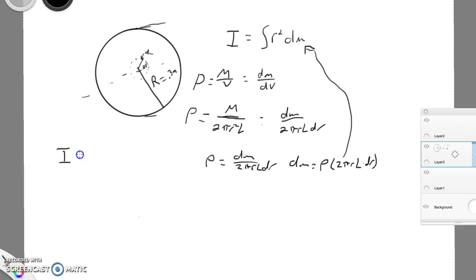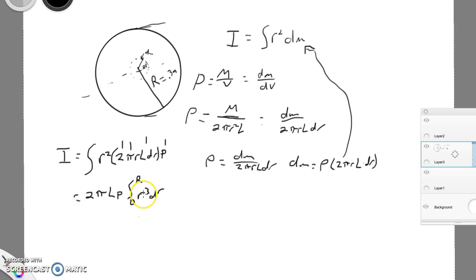So we can take all this and substitute it right there. So we get that I equals the integral of r squared times 2 pi r l dr, and then we can't forget to add rho in there too. So let's pull all the constants out. Rho is a constant, pi, l, and 2 are constants. So we get 2 pi l times rho times the integral of r cubed dr, and we're going to integrate this from 0 to R, which is the radius of this shape.